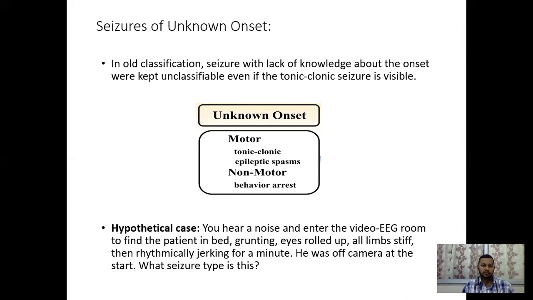Hypothetical case. You hear a noise, then enter the video EEG room to find the patient in bed, grunting, eyes rolled up, or limbs stiff, then rhythmically jerking for a minute. He was off camera at the onset. What is the seizure type?